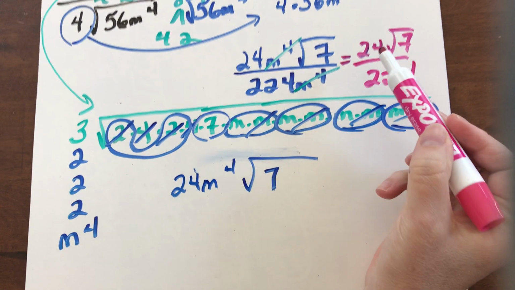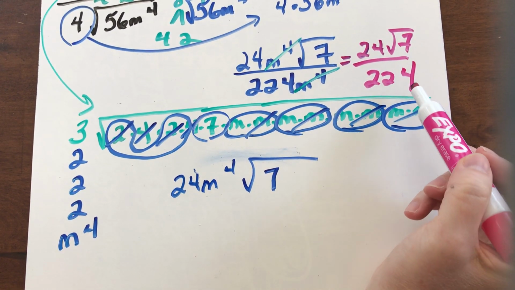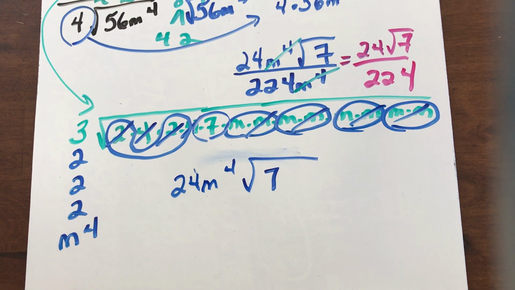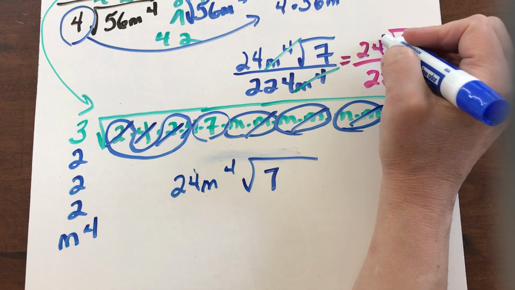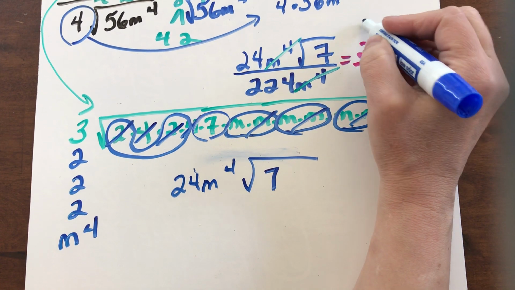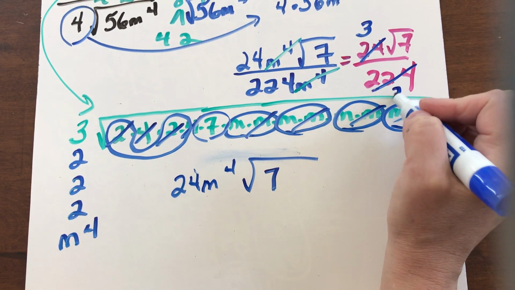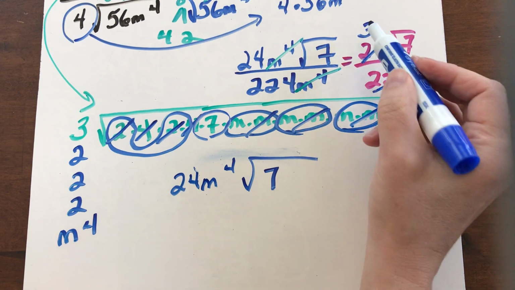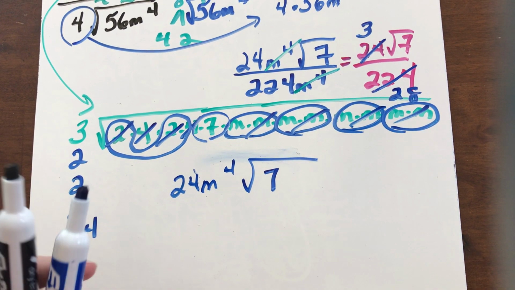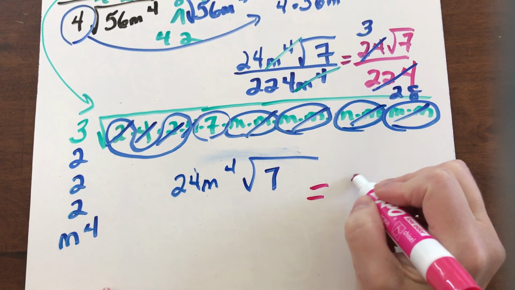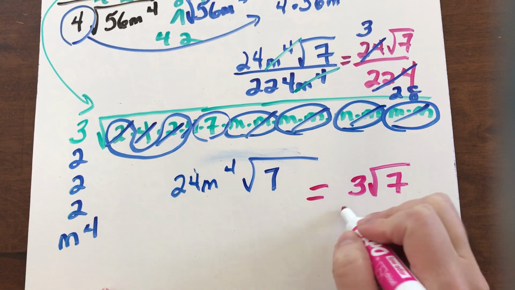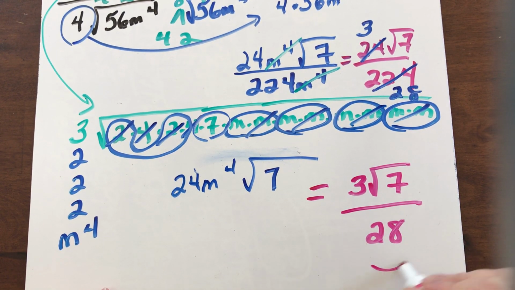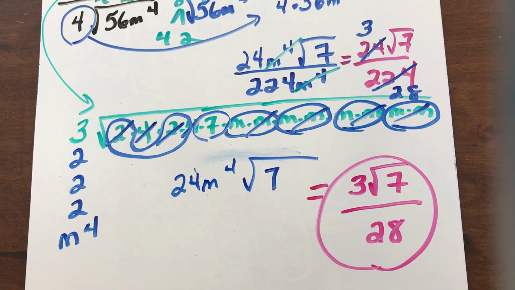Now, can I find a common factor of 24 and 224? Let's see, 224 is not divisible by 24. Let's see, 224, is it divisible by 8? Yes, it is. So 8 goes into here 3 times, and 8 goes into this 28 times. And then there's not a common factor of 3 and 28. So my final answer would be 3 times the radical of 7 all over 28. Okay, because your m's end up going away.